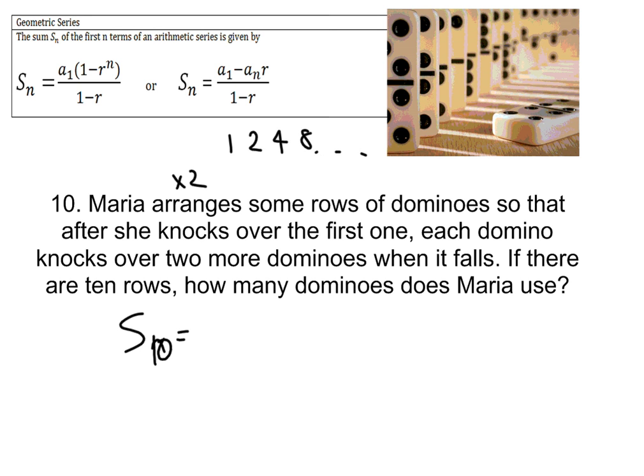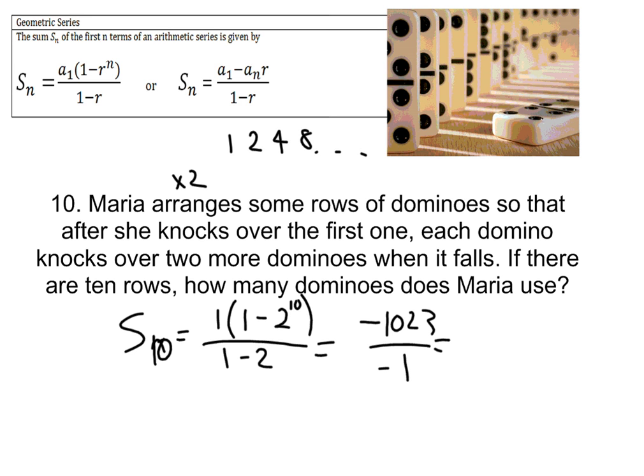All right, so my first term is 1. My common ratio is 2, and I'm going to the 10th row over 1 minus 2, because I'm knocking down 2 each time. I'm going 10 rows. My first term is 1, so I've got to work all that out. So 1 minus 2 raised to the 10th is going to be negative 1,023, all that over negative 1. So after 10 rows, how many dominoes did I knock over? 1,023 dominoes.